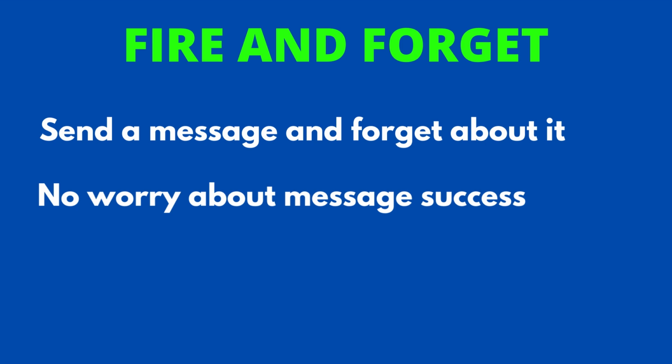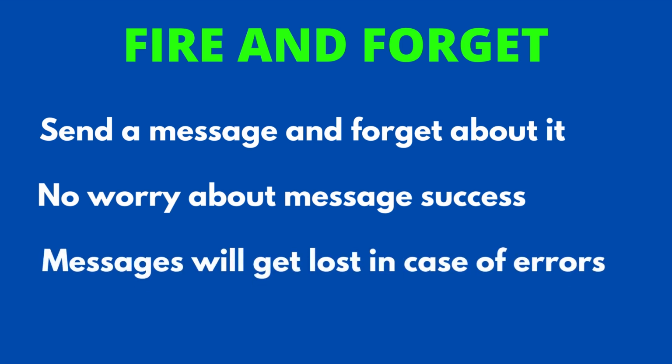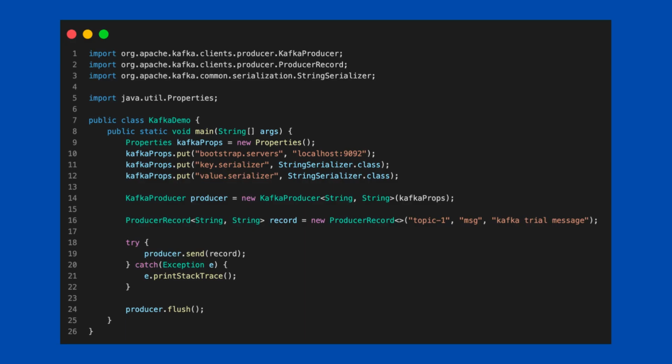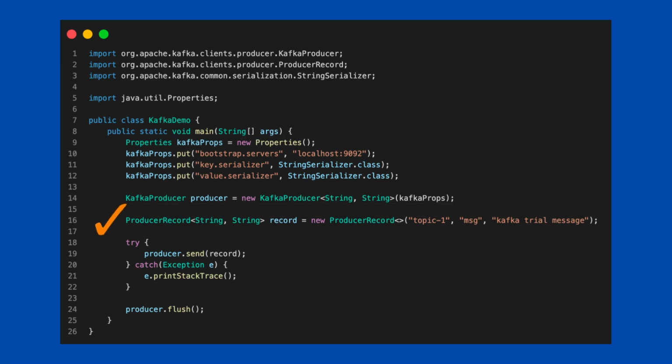But if there is an error that cannot be retried or there is a timeout, messages will get lost. The application will not get any information or exceptions about this. This code sample shows the implementation of the fire and forget strategy. The first segment of the code deals with configuring the Kafka Producer instance. Once the instance is configured, we create a producer record object.